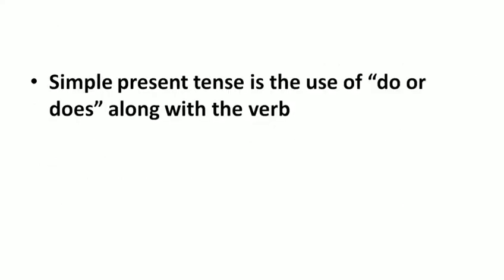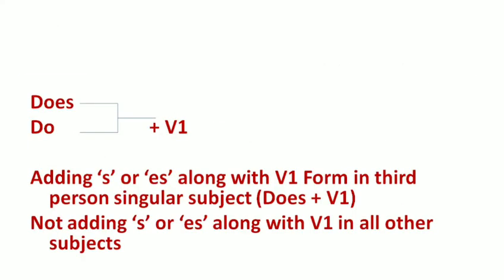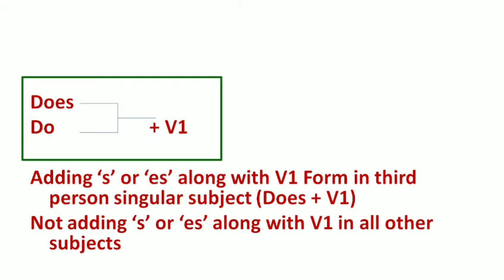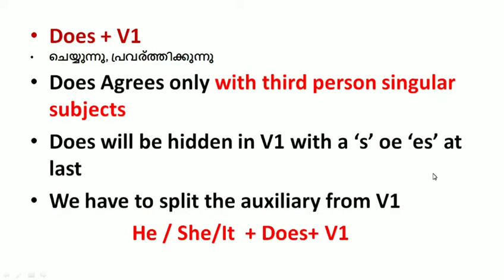Simple present tense is the use of do or does in sentences. That means does or do plus V1 form. These only agree with V1 form of the verb. Adding s or es along with V1 form in third person singular subject. That means does plus V1 becomes that verb in simple present tense, and not adding s or es along with V1 in all other subjects. That means I and all other plural subjects in English.